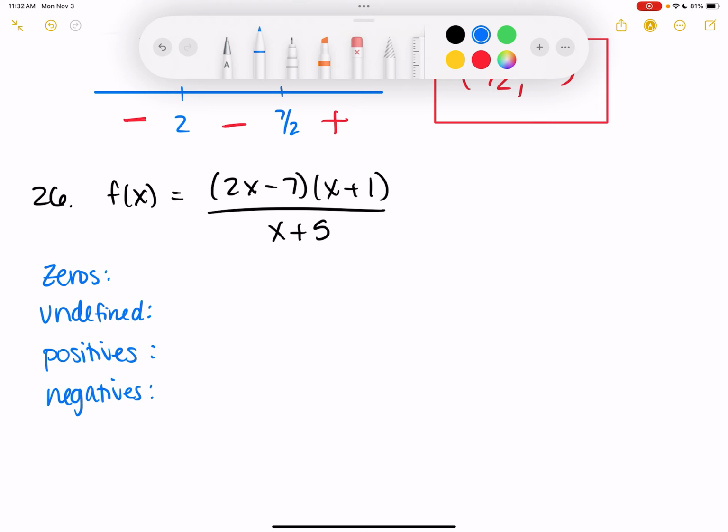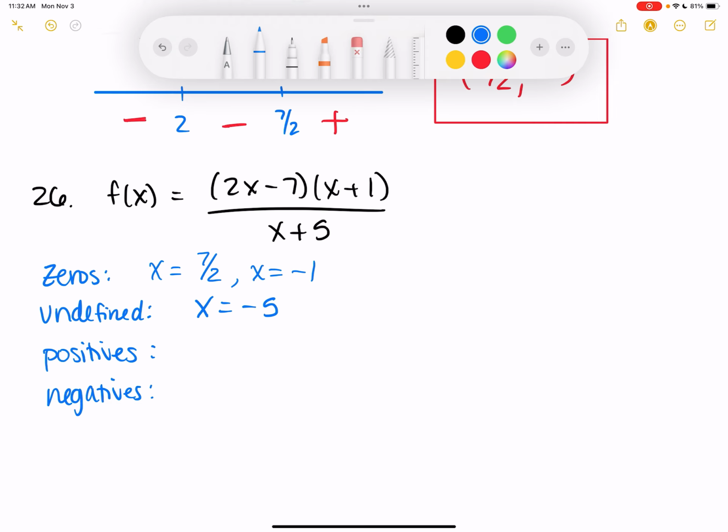All right, so let's start with undefined. What values would make this undefined? Negative 5. X equals negative 5. It's the only one, so I'm going to have that there. All right, what about 0? What are my zeros? 7 over 2. Negative 1. Yep. 7/2 and negative 1.